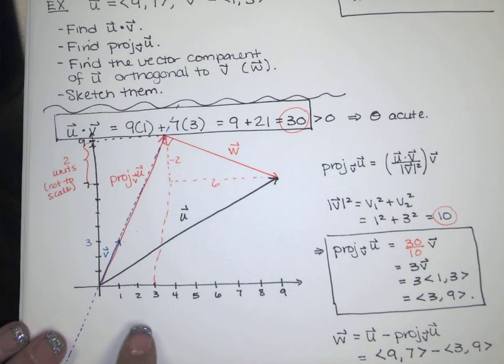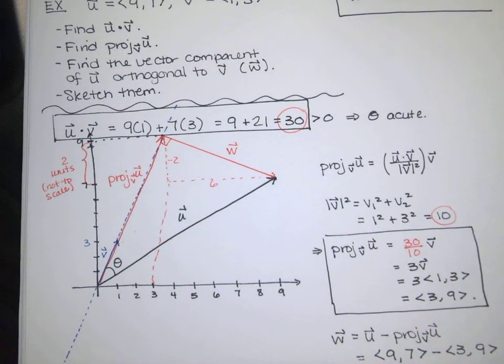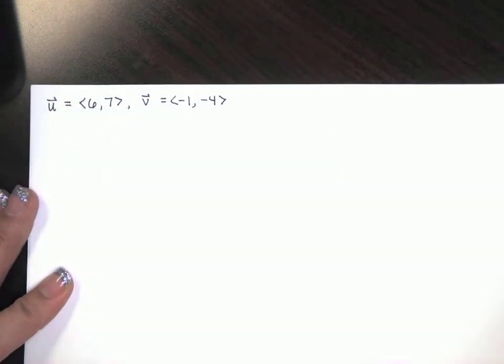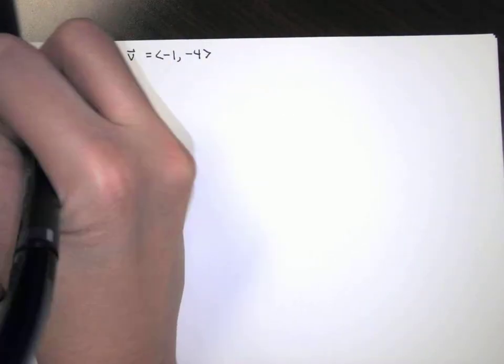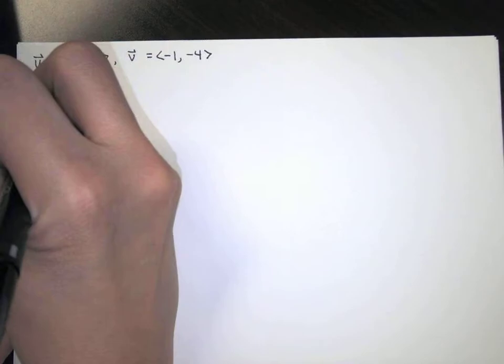Okay, so that is where theta is acute. Here's my theta. It's clearly acute. So let's do another example where theta is obtuse. Here I've got u as the vector 6, 7, and v is the vector negative 1, negative 4. And we want the projection of u onto v again. So we're going to do the dot product, we're going to find the projection of u onto v, and then we're going to find w.